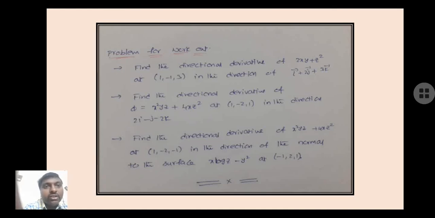In the next lecture, I will discuss the angle between two surfaces and how to find the divergence of a vector point function. Thank you.